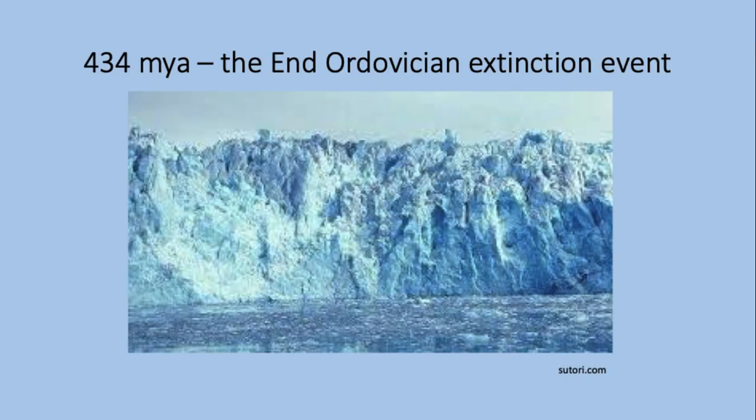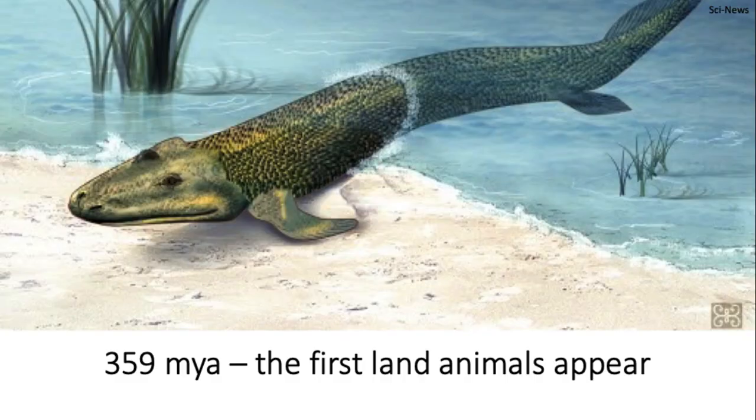And then 434 million years ago is the first mass extinction event, possibly caused by mass glaciation, an ice age. And then we have 359 million years ago, the very first animals start to crawl out of the ocean onto land and live on the land.